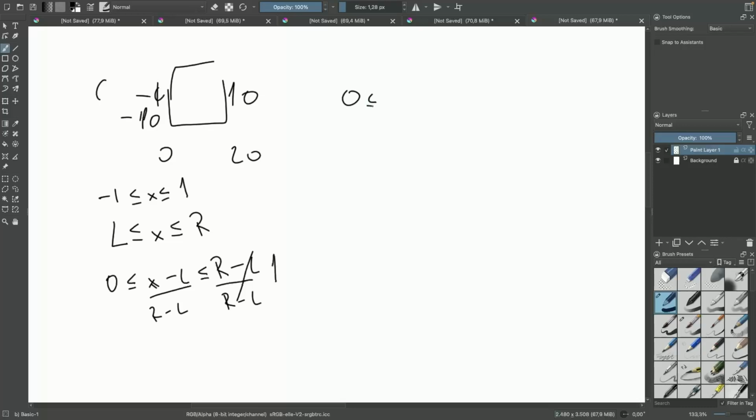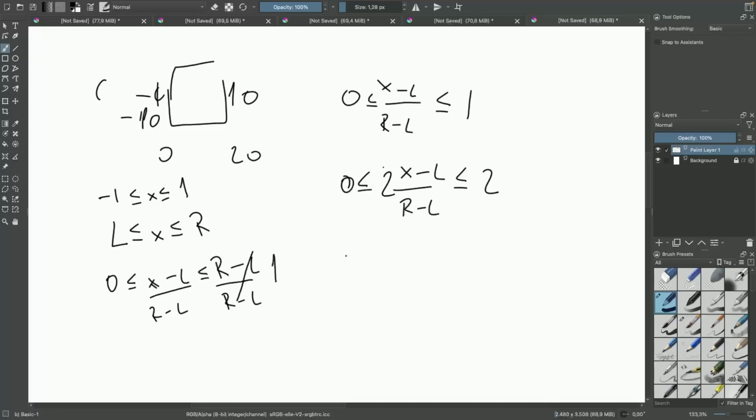I'm just going to write it for clarity here. So we had x minus left side, and then right minus left side here, and it's less than or equal to 1. So the next step is we can scale it to actually be in space 0 to 2. So 0 times 2 is 0, and this is x minus L times 2, right? Then it's less than or equal to 2, because we also have to multiply this side by 2.